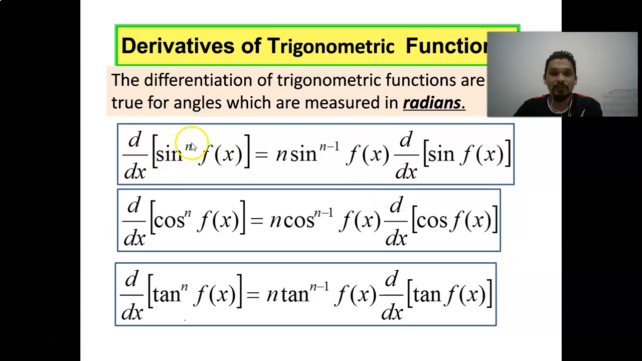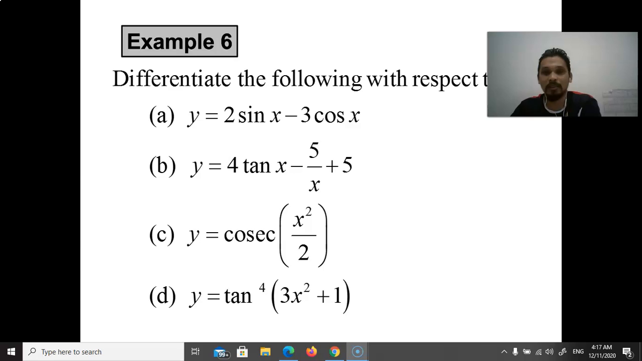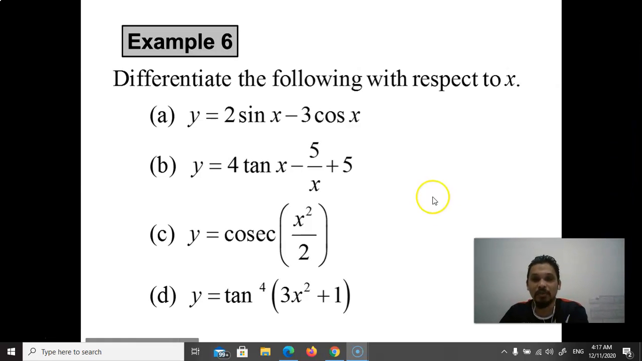First, we differentiate the power of this trigonometric function, sine to the power of n of f(x). So it is n sine to the power n minus 1 of f(x). Then differentiate sine f(x), which gives you cos, multiplied by the derivative of f(x), which is f prime x. Let's take a look at these examples one by one.